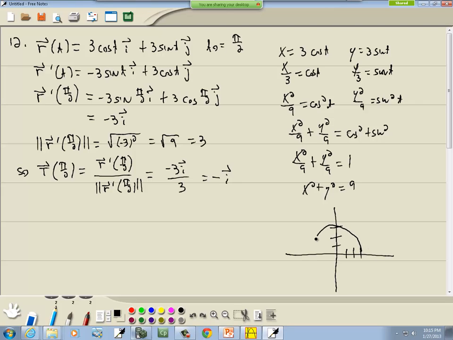Go around like that. Okay, at pi over 2. If I put in pi over 2 here, cosine of pi over 2 is 0, so that gives us 0 for the x. And if I put in pi over 2 here, I get sine pi over 2, which is 1, so that'd be 3. So we've got 0, 3, which would be right here, which would seem to make sense for pi over 2, doesn't it? Okay, so we said the tangent was negative i.